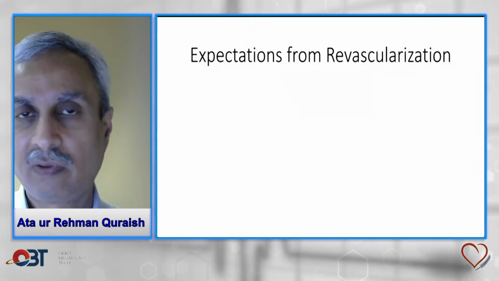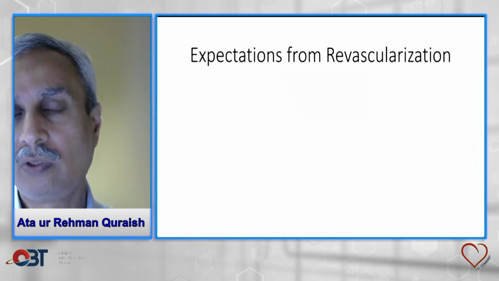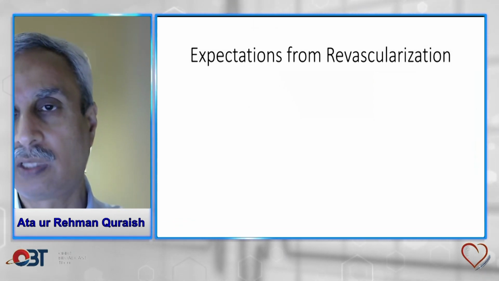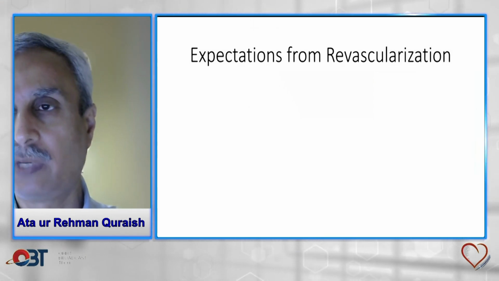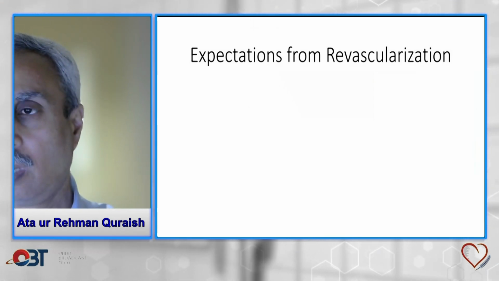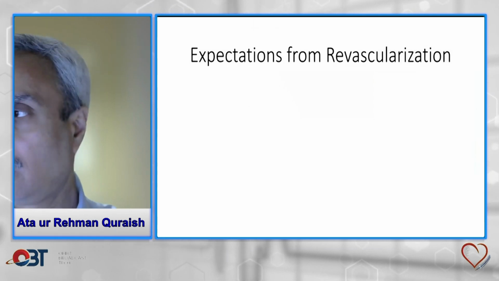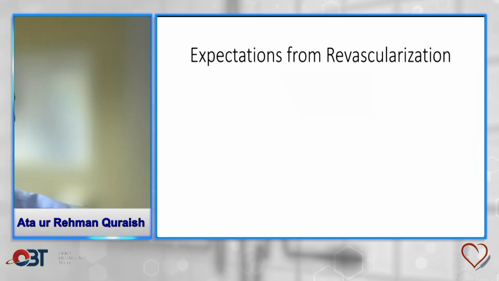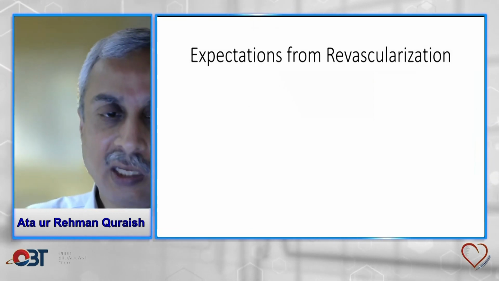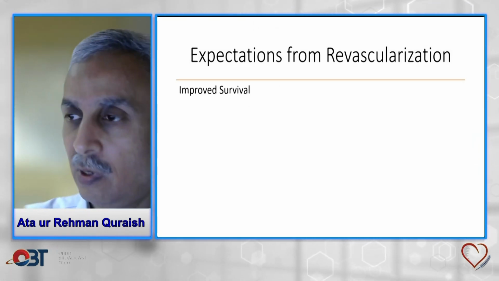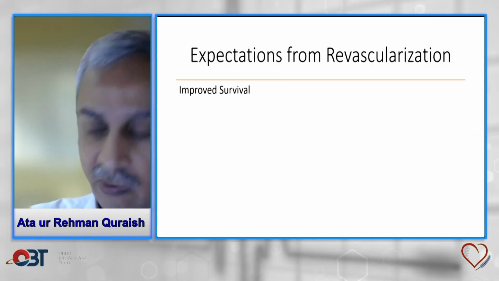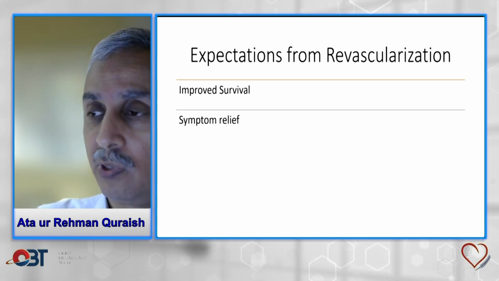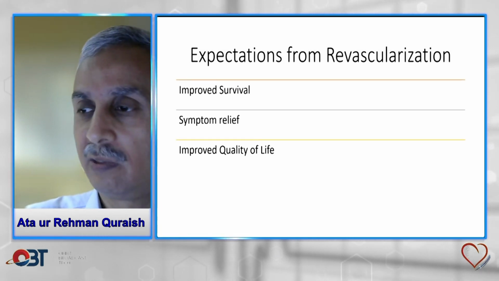So always, what do we expect? Before going on to the evidence, I thought I'll ask myself, what do I expect from revascularization, whether it's CABG, bypass, when I'm dealing with a patient who has multivessel coronary artery disease? What should I be telling the patient when I'm obtaining consent? One is improved survival. We all know that. Everybody wants to have a better survival. Symptom relief is another important feature that you expect from revascularization.